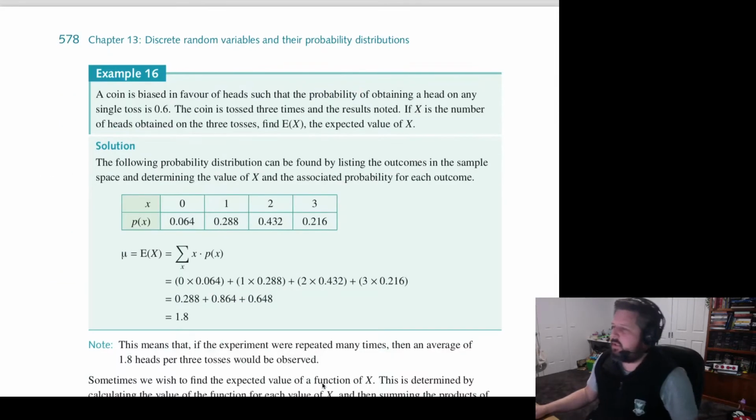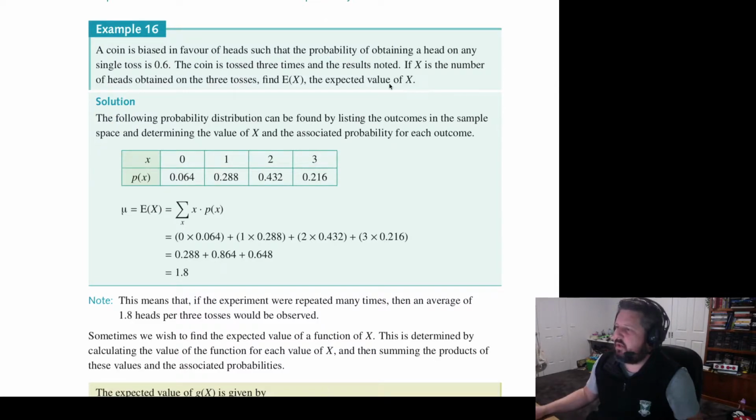Alrighty, let's have a look at worked example 16. It says here a coin is biased in favour of heads such that the probability of obtaining a head on any single toss is 0.6.